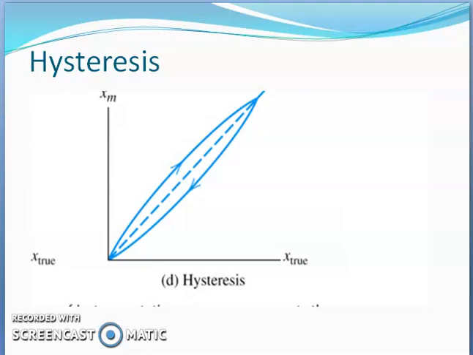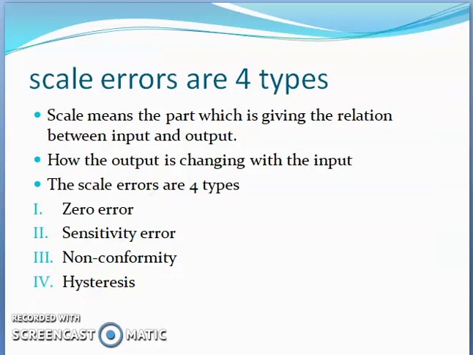So now coming to the scale error. Scale means the part giving the relationship between input and output. So we have concluded that there are mainly 4 types of errors. First one is zero error. Second one is sensitivity error. Third one is non-conformity error. And fourth one is hysteresis error.